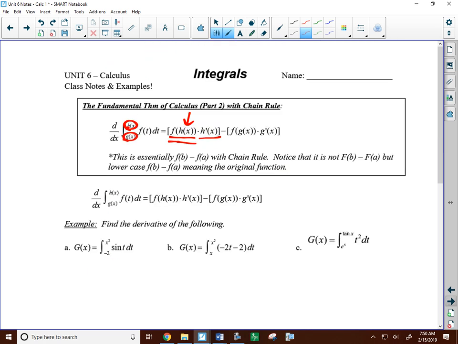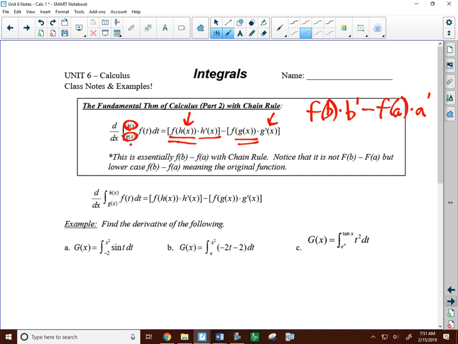I called this one the lower limit g. You plug in g, and then you do the derivative of g. In other words, another way to think of it is f of b times b prime minus f of a times a prime.